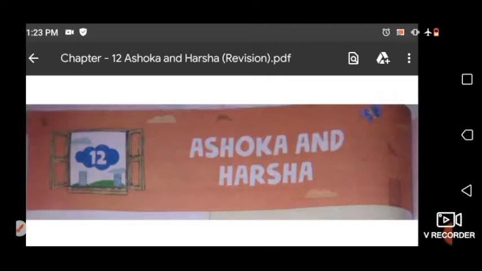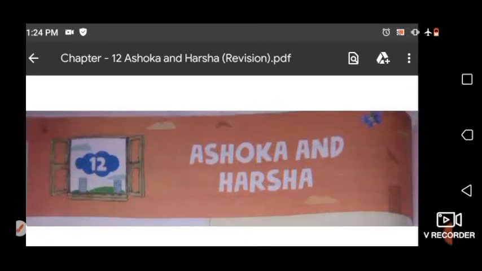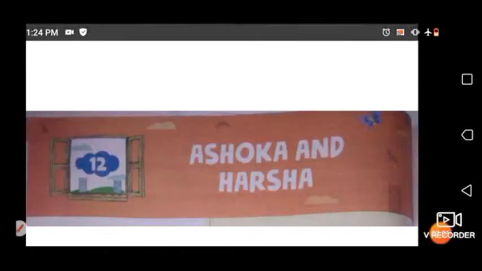I hope you are all aware of the names Ashoka and Harsha, because I have already taught you this chapter in the physical classes. Now we are going to revise this chapter. If any one of you was not present in the physical class, here you can also read this chapter. You can learn all the facts about Ashoka and Harsha, all the important things of this chapter in this video lesson. So don't skip this video and watch it till the end.